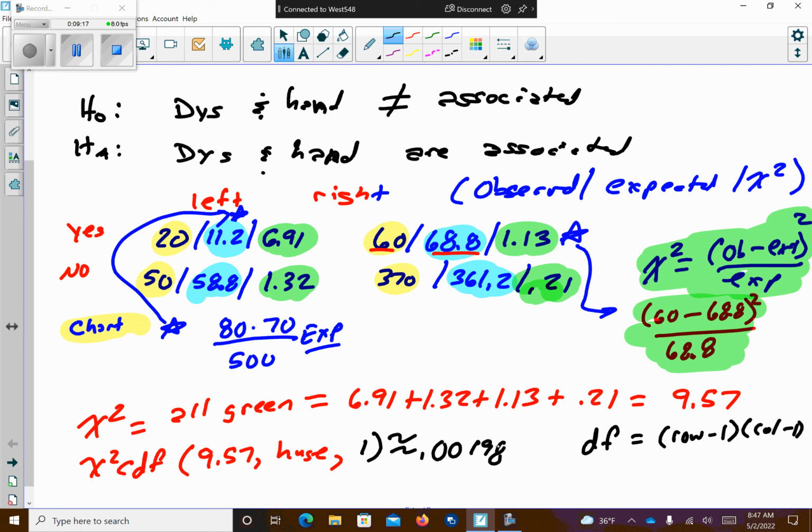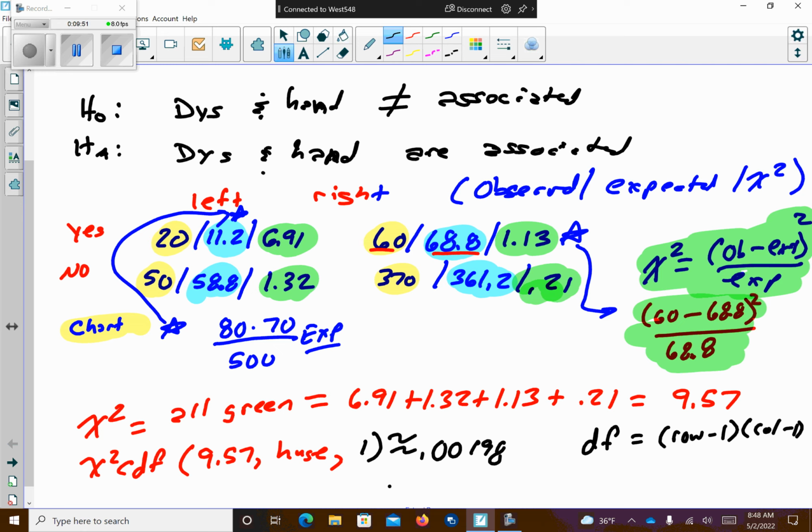So it's the number of rows and columns, not the actual totals. Right, it's what your data is. It doesn't include the totals. So if you looked at the dyslexia table, you had yes, left, right, total, so some people might think it's 4. But you have left versus right because you're comparing left versus right. You're comparing yes versus no. So it's just 1. So yeah, it's 2 minus 1, 2 minus 1.